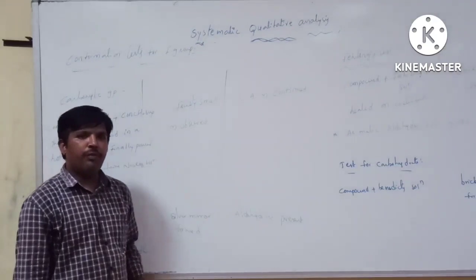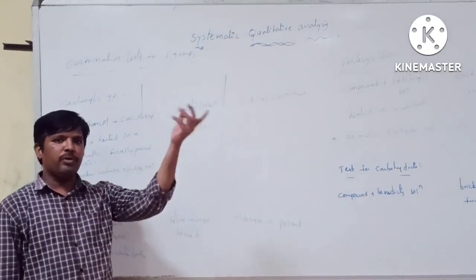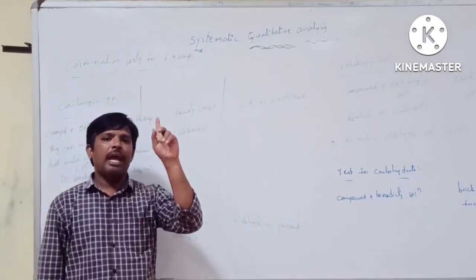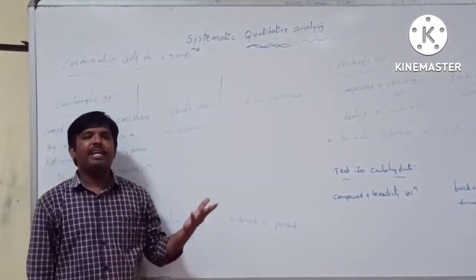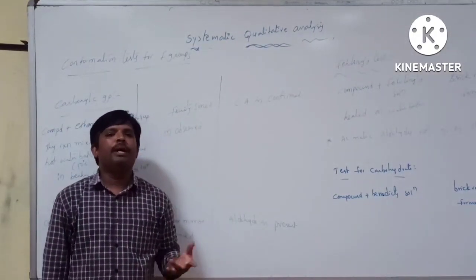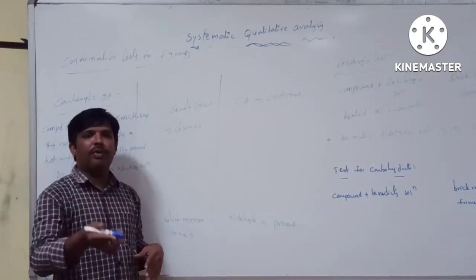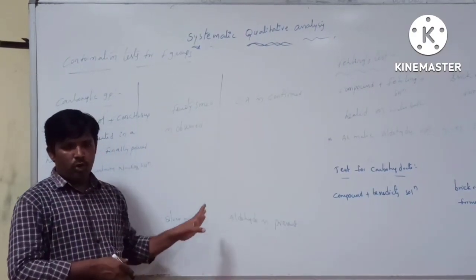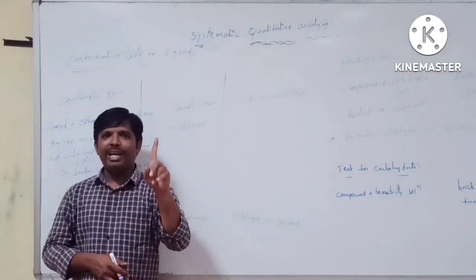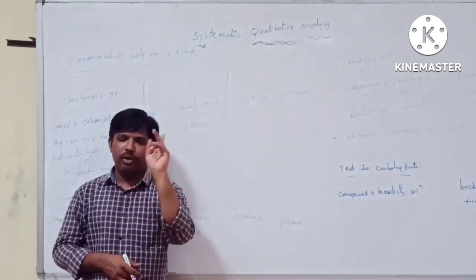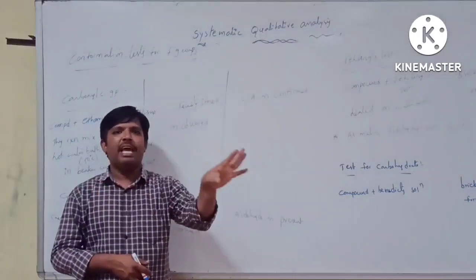Okay guys, then I go for the confirmation test. You only have to do one identification and one confirmation test. If amine is identified in identification, we go for the confirmation test of amine. No need to do all the confirmation reactions. Only one identification and one confirmation is enough.